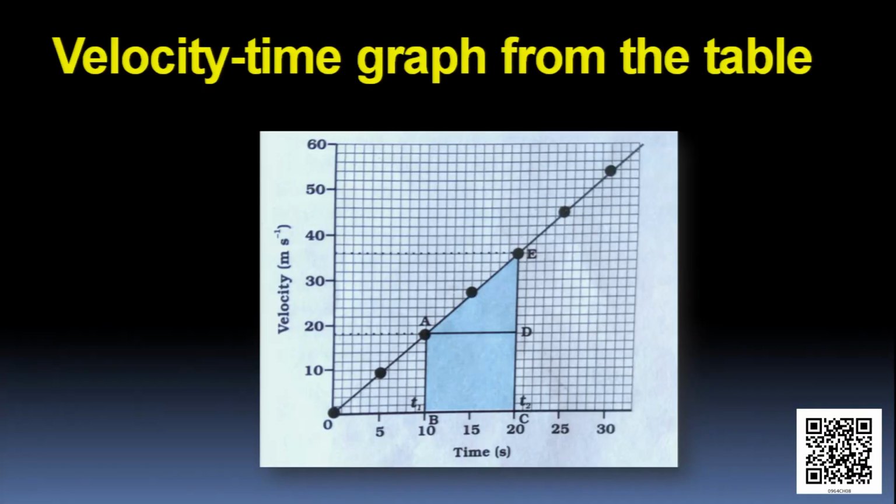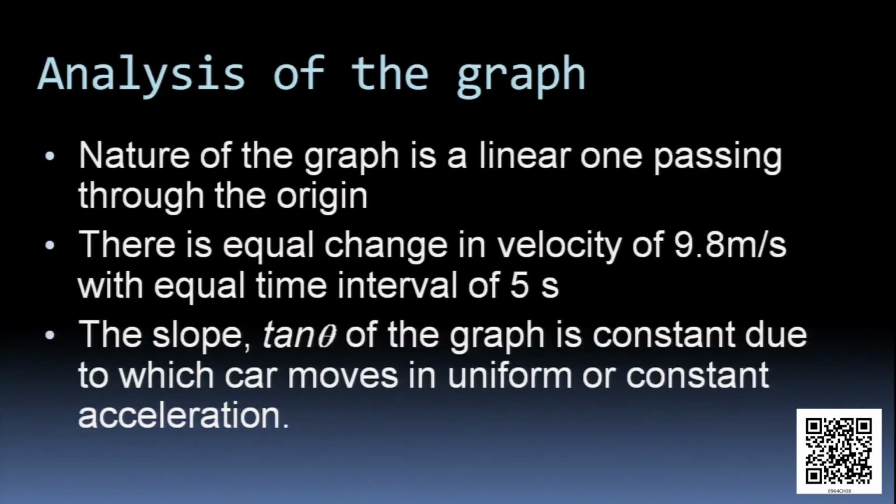Here the slope can be found from the right angle triangle, that is, triangle AED. Here you see the slope of the graph is constant in this velocity time graph. I have already explained that whenever the slope of the graph is constant, then obviously the car moves in uniform motion.